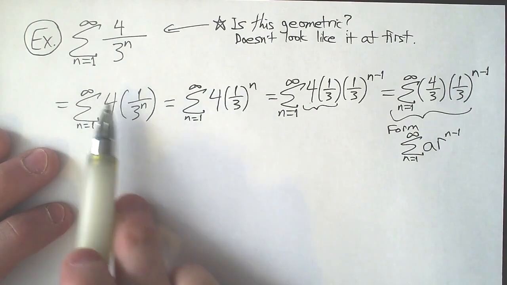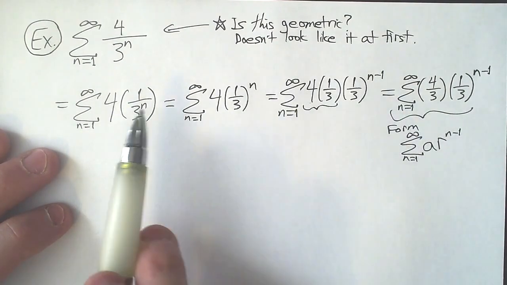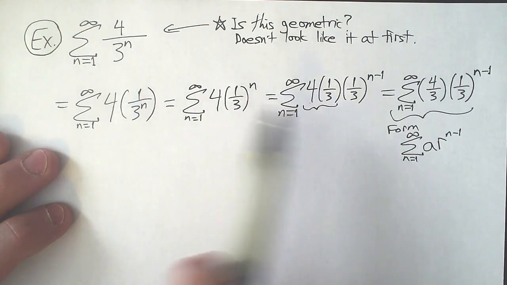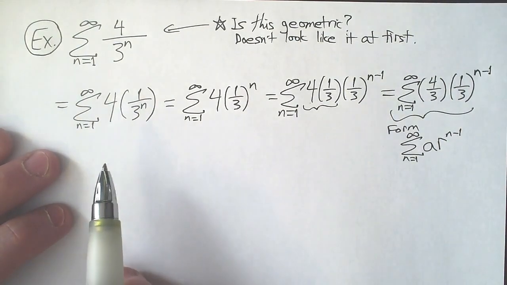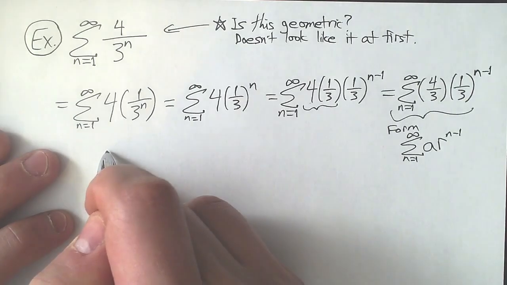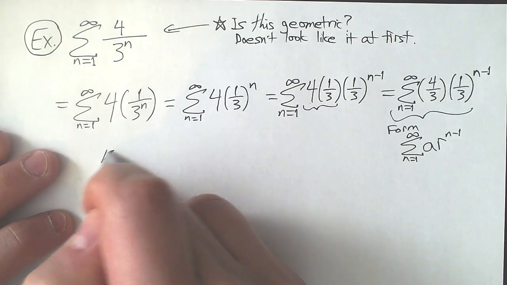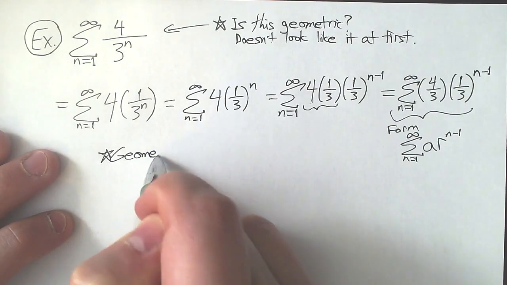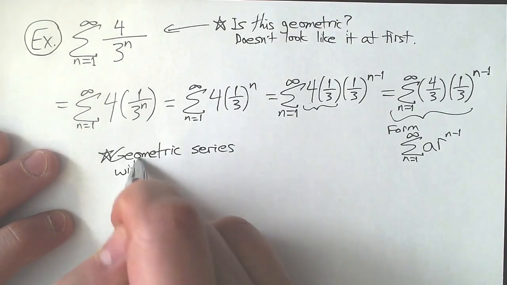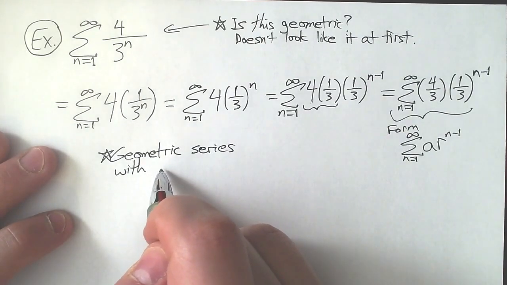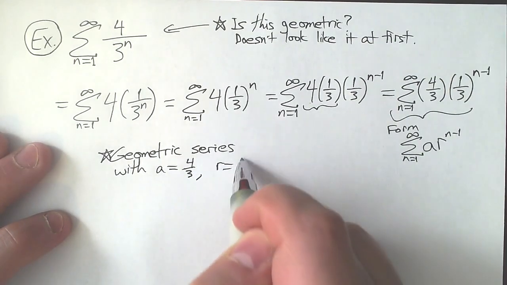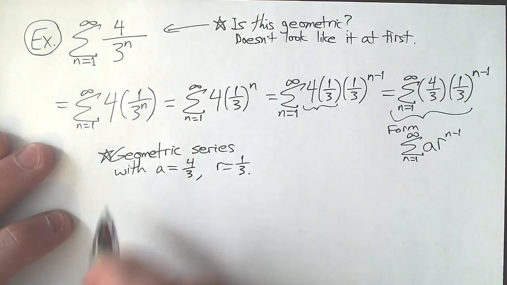So it took some work, and we might not always have to write out every single step like that. You might be able to skip this step, or you could probably find one or two of these steps to skip writing. But all right, so I'm going to say geometric series, with, let's write it like this. A equals 4/3, r equals 1/3. That's what we found over here.